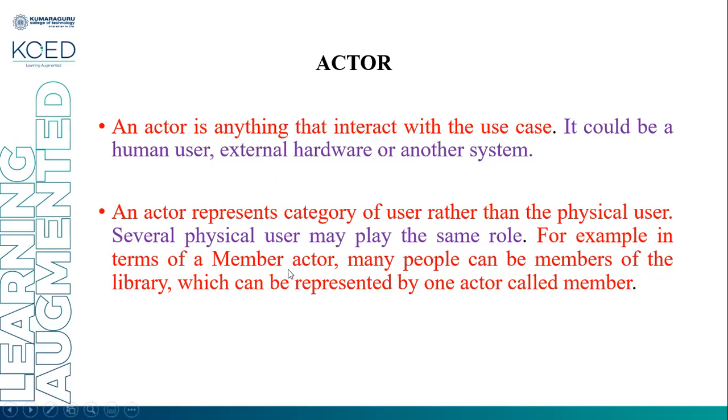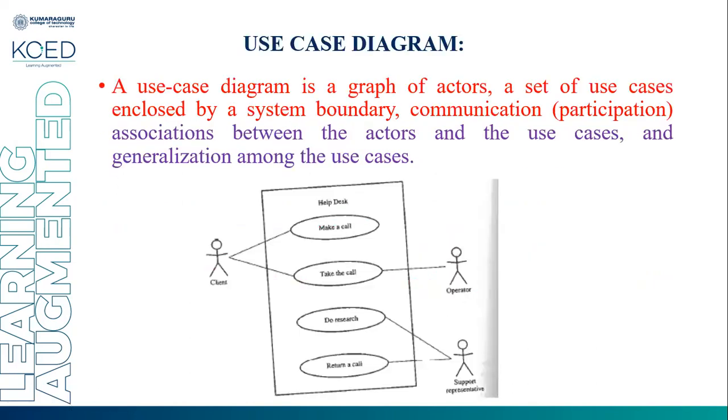For example, in terms of the member actor, many people can be a member of the library, which can be represented by the one actor called a member. We have many people under it, but they are all represented by only one actor. So a simple use case diagram is given here. A use case diagram is a graph of actors and a set of use cases enclosed by the system boundary.